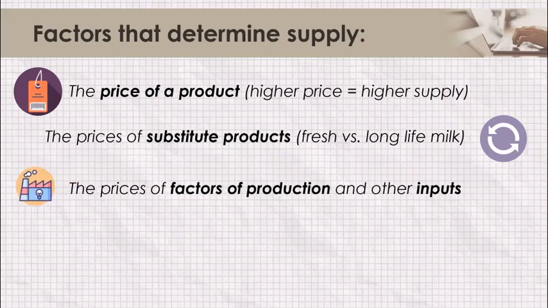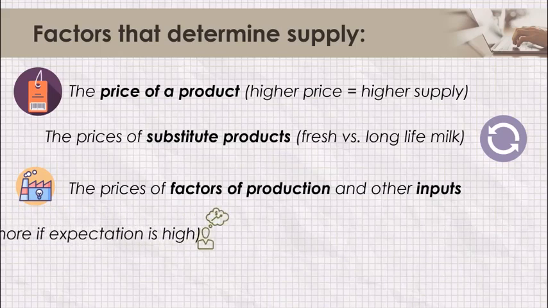The next thing is the prices of the factors of production and other inputs. In other words, suppliers have to think about how much it costs to actually produce the product. Remember, the factors of production are capital, labor, natural resources, and entrepreneurship, and all of them come at a cost. So a company shouldn't sell a product at a price that will not make them able to afford the resources that they needed to produce this product.